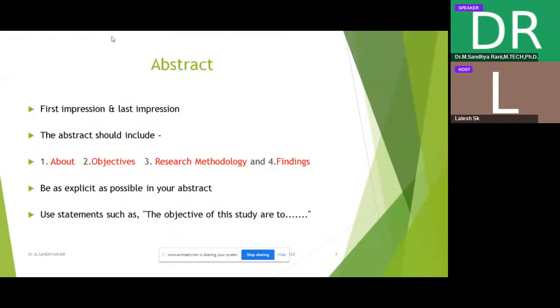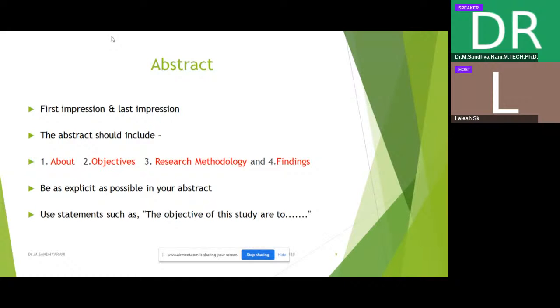Sometimes when you send a paper to any conference or journal, they just go through the abstract and find out what exactly you would like to say in your research paper. Try to remember carefully: whenever you send your paper to any journal, they just go through your abstract and find out what you would like to say in your research paper. The abstract should always include 4 points.